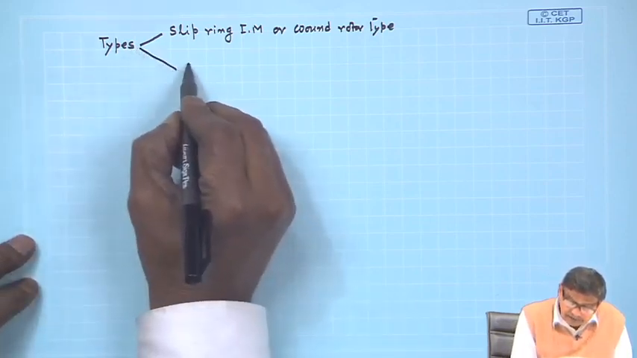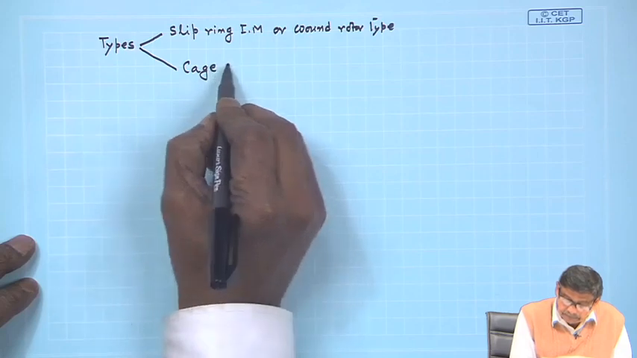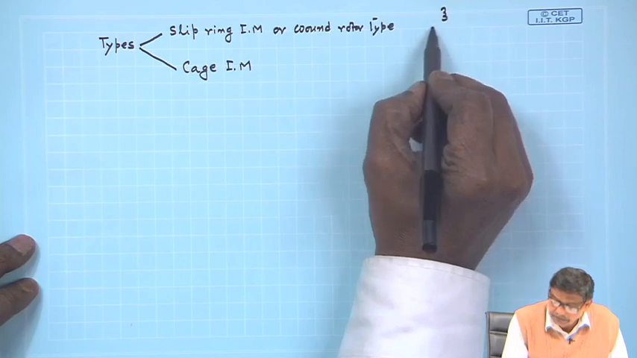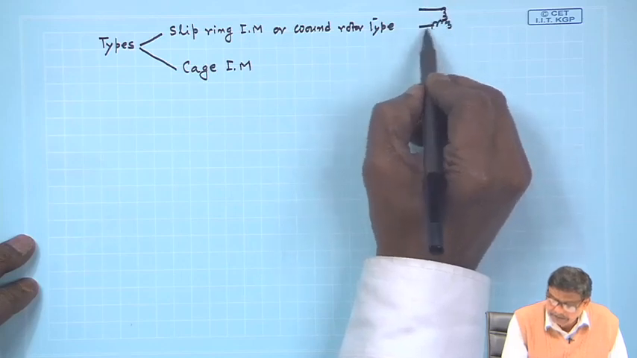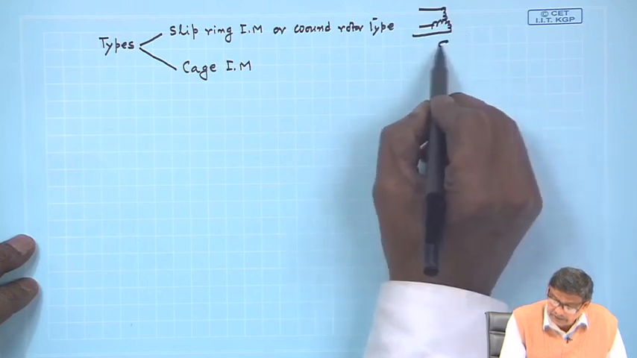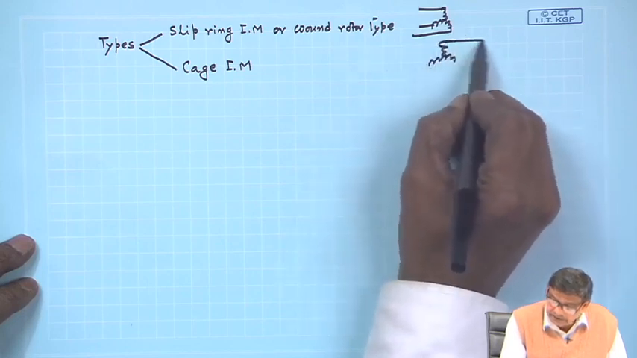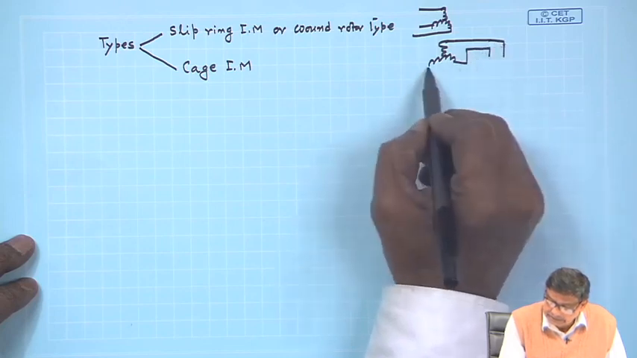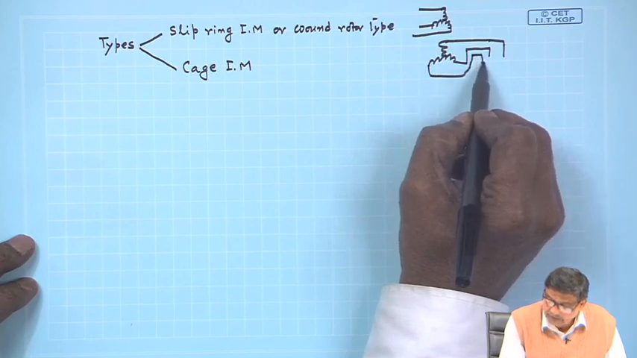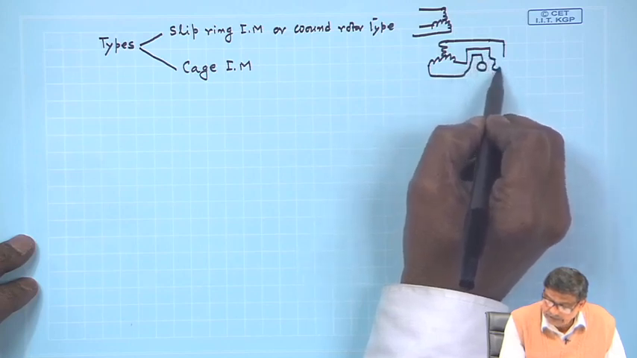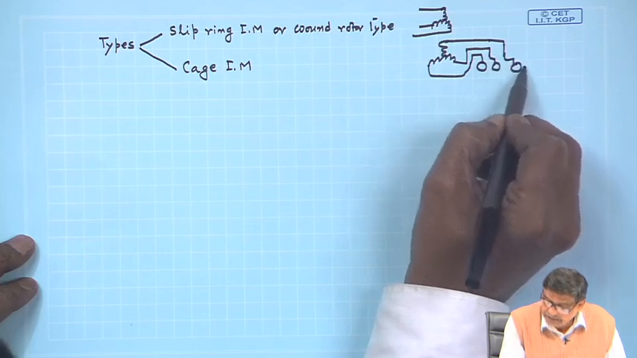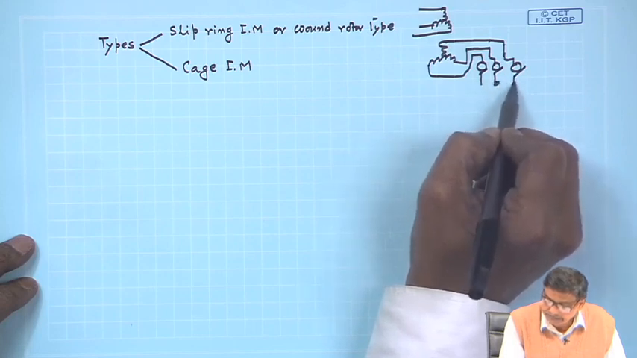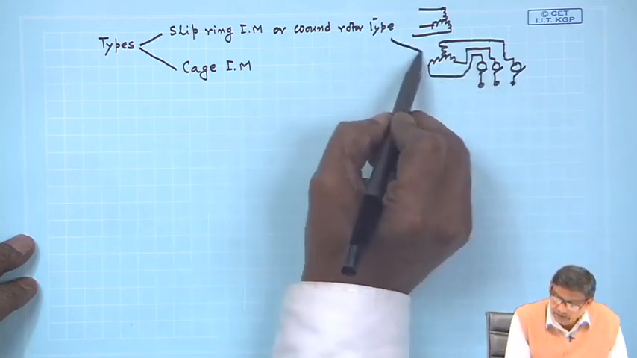Another is the cage induction motor. And the wound rotor induction motor, I have told you, will be represented like this: a 3-phase winding on the stator, a 3-phase winding on the rotor, and these terminals are terminated in some copper rings which will rotate, and the fixed brushes are shown by these lines, and these are the rotor terminals. This is the slip ring or wound rotor induction motor.